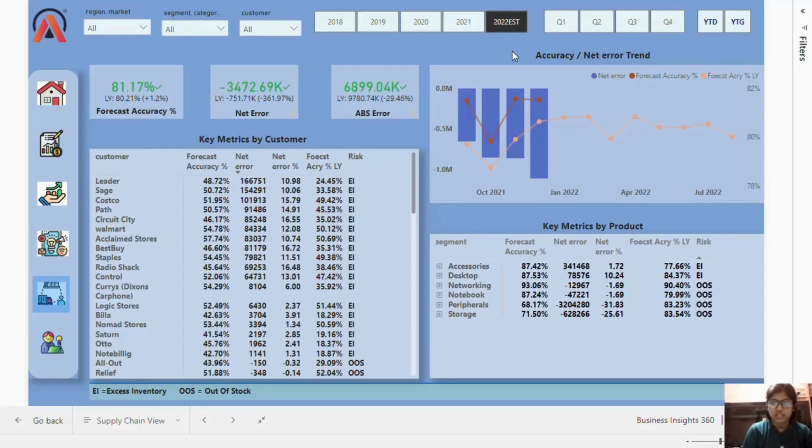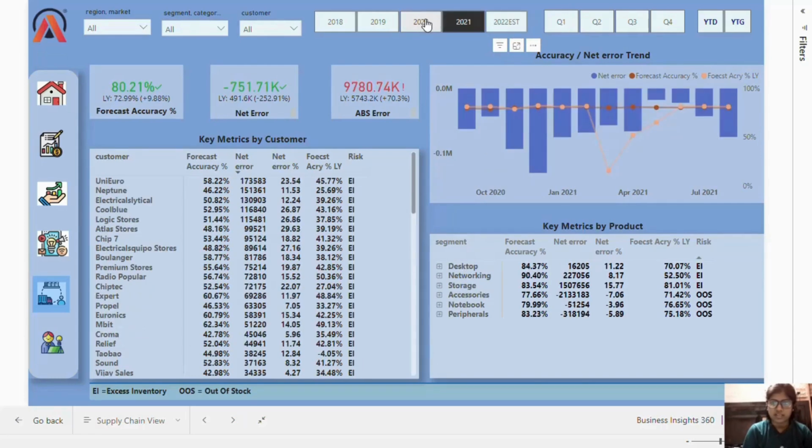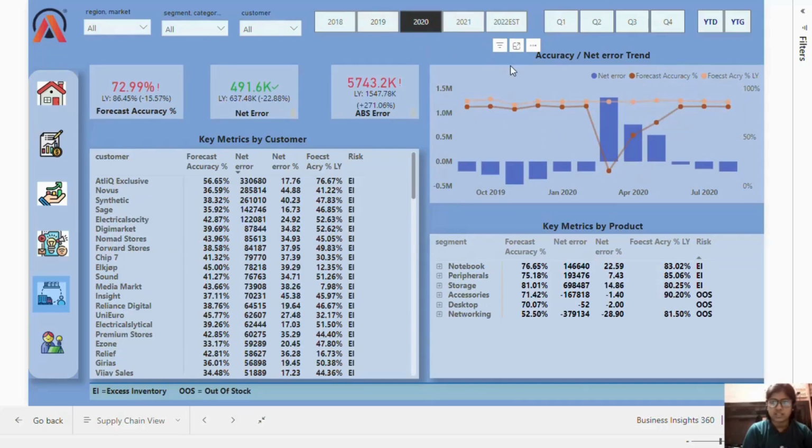So you can see here that the accuracy trend is always better than the last year, except in the year 2020. And you can see here that there is a sudden downfall of the accuracy trend. It went from 81% to 15%. So if you notice, this was the time when the COVID hit the entire world. And not only the AtliQ hardware, almost all the companies face the same problem.